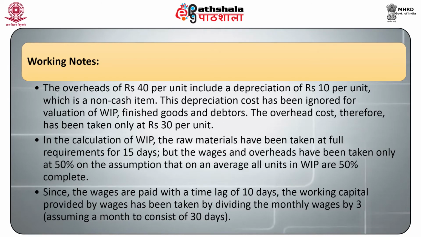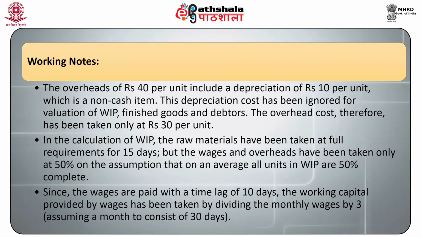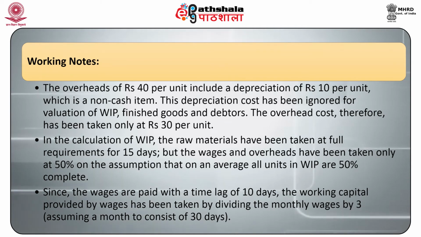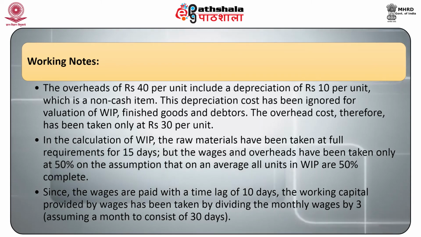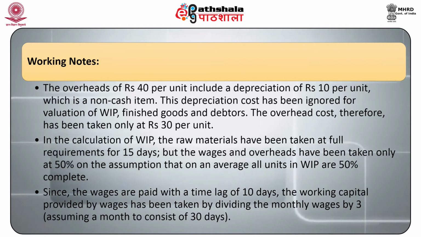The overhead of rupees 40 per unit includes a depreciation of rupees 10 per unit, which is a non-cash item. This depreciation cost has been ignored for valuation of work in progress, finished goods and debtors. The overhead cost therefore has been taken only at rupees 30 per unit. In the calculation of work in progress, the raw materials have been taken at full requirement for 15 days, but the wages and the overheads have been taken only at 50% on the assumption that on an average all units in work in progress are 50% complete. Since the wages are paid with a time lag of 10 days, the working capital provided by wages has been taken by dividing the monthly wages by 3, assuming a month to consist of 30 days.